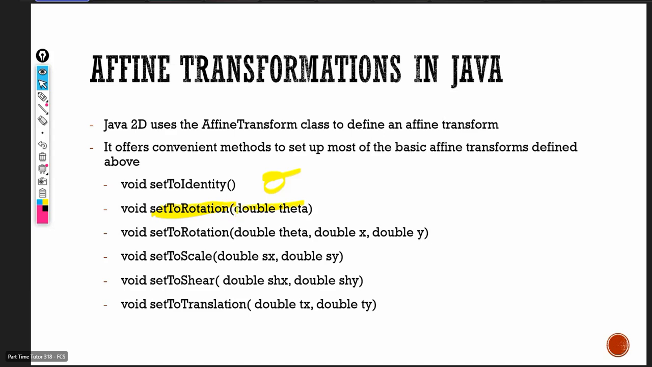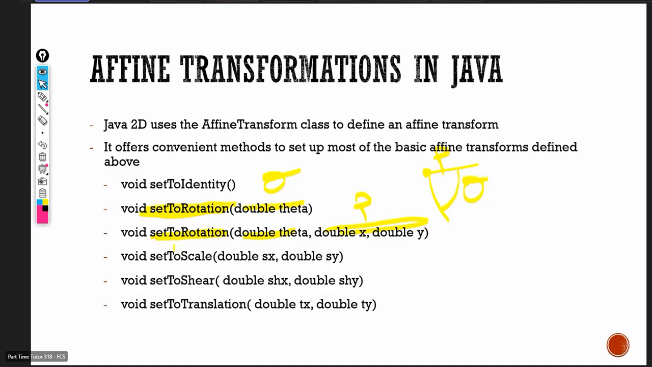Okay, so now if we want to set the transformation as a rotation, we can use setToRotation. If you want to make a rotation over a point P with an angle of theta, in that case, you have to give theta and the coordinates of the point P. First of all, we can create an instance of AffineTransform, for example, T equals new AffineTransform. And then, what are the parameters of this transform?